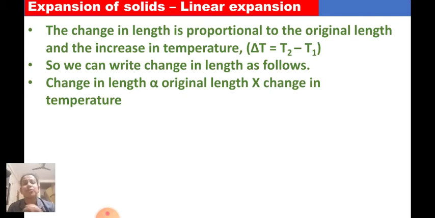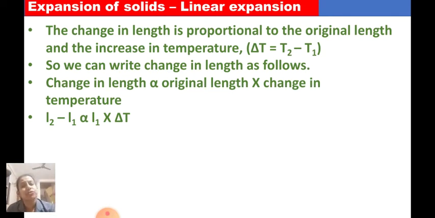So the change in the length can also be written as L2 minus L1, wherein L2 is the final length formed after heating and L1 is the original length. So how can we write the formula now? The formula can be written as L2 minus L1 is proportional to L1, that is the original length, multiplied by the change in temperature, that is delta T. Okay, so the change in length, L2 minus L1, is proportional to, or depends on, the original length multiplied by how much the temperature has increased.